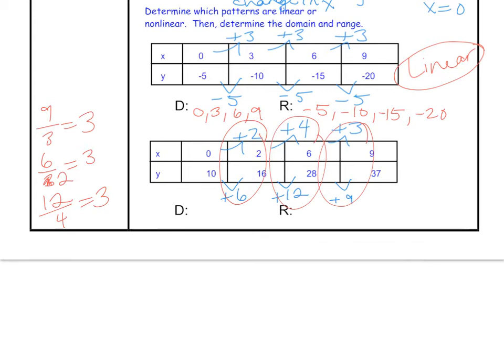So at first glance, you might think this is not linear because we have different numbers, but if you check and actually write your slopes out, they all turn out to be the same. So this is also linear. And so, since I know it's linear, I'm going to write my domain and range. So my domain is 0, 2, 6, and 9. My range is my y values, so 10, 16, 28, and 37.